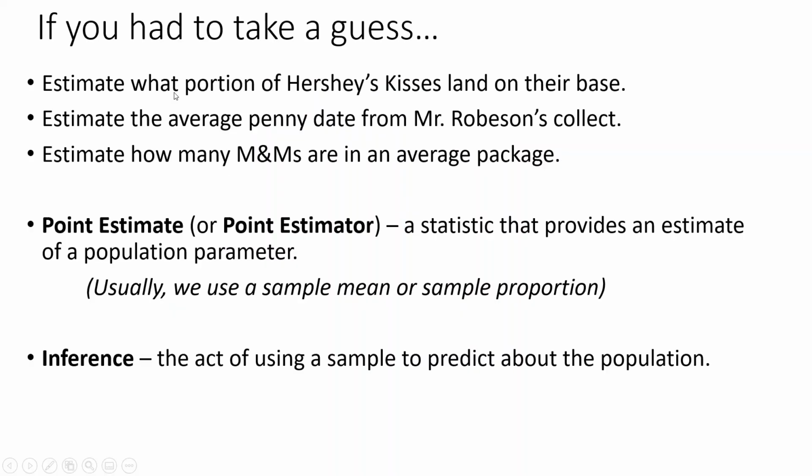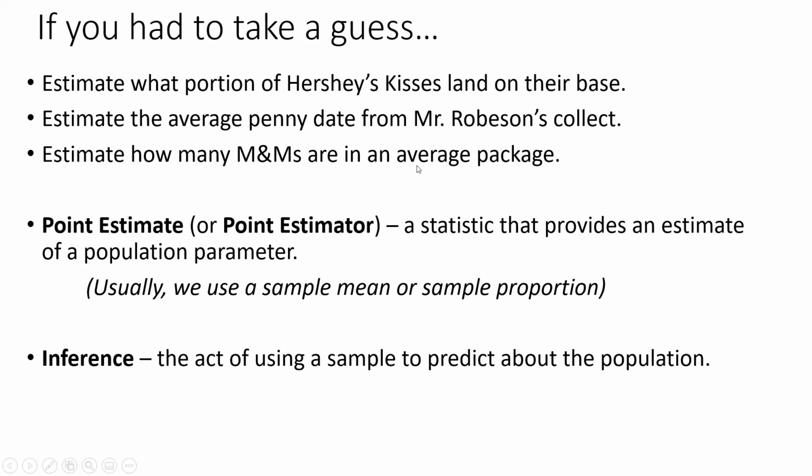All right, so first up, if we were going to estimate the proportion of Hershey Kisses that land on the base, what would we do? Most people would just guess a number. Maybe like 33% or maybe 30% or 40%, 50%, whatever. Estimate the average date on a penny from Mr. Robeson's collection. So we saw then in one of the other presentations that it looked like 1999 was the average date. Most people would just guess one number.